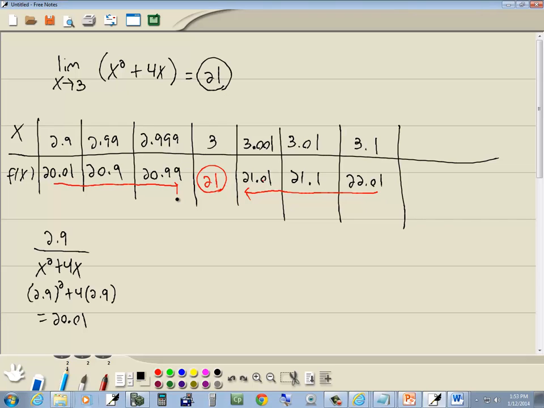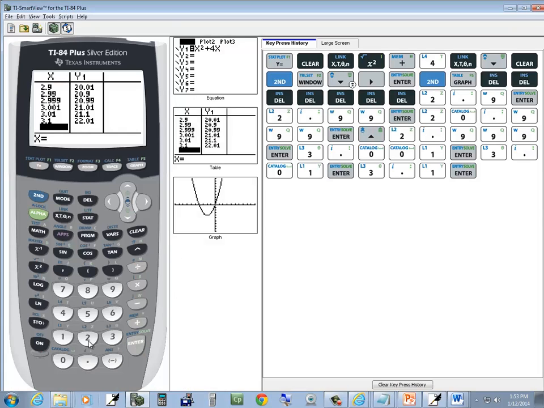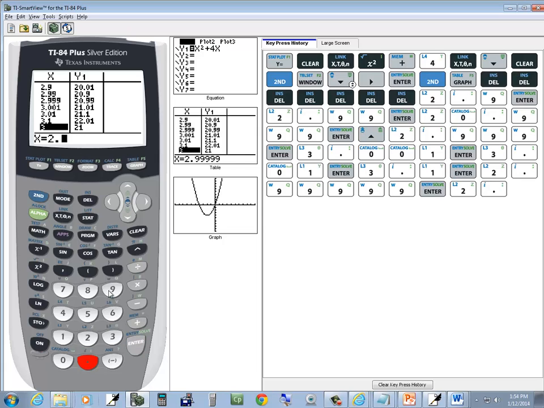Now you could put more in there, like 2.999. You could have 2.9999. And you see it goes 2. What did I do? I did 5 nines. Oh well. 2.9999. And press enter. You see it's getting even closer to 21.